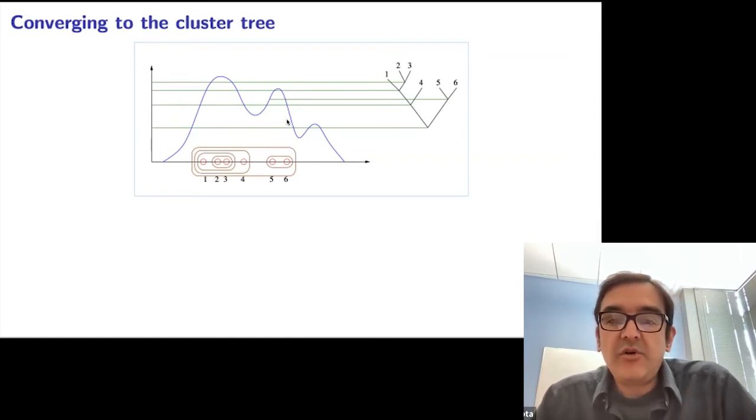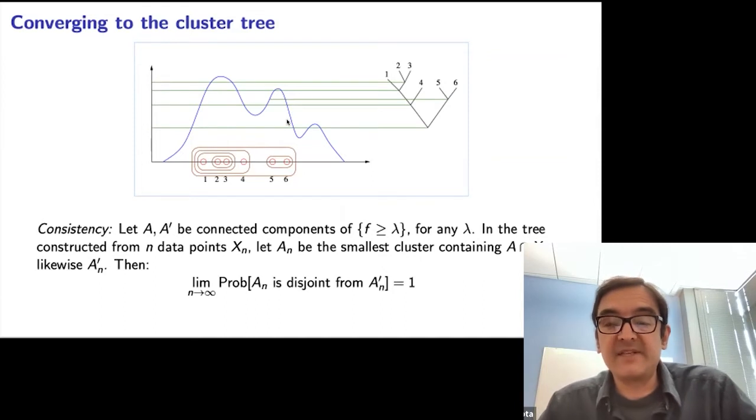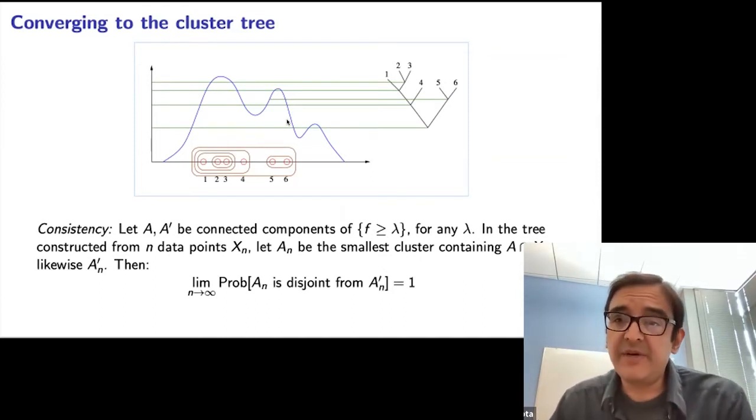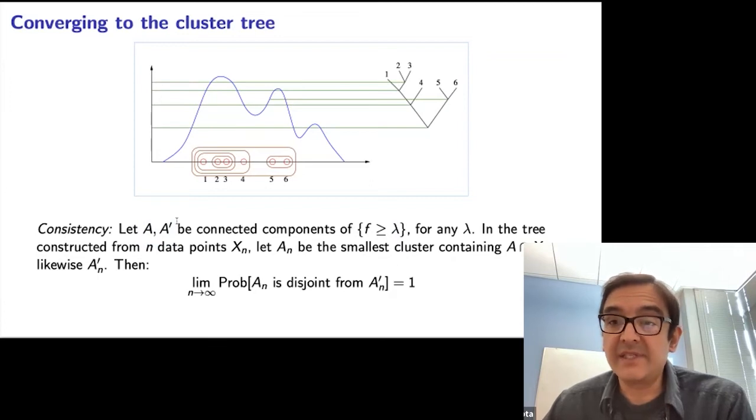So in order to go further, we need a formal definition of consistency. This is something that Hartigan came up with in the late 70s, and he had this very nice definition. What he said is to look at any density level lambda and look at any two clusters at that level. In other words, look at any two connected components of that level set. Okay, so look at any two clusters.